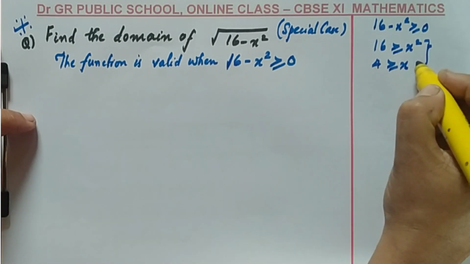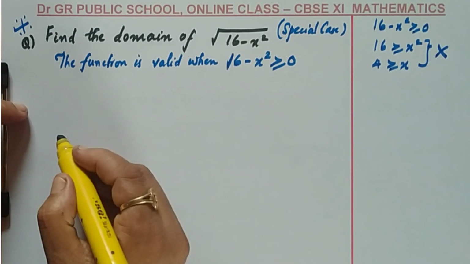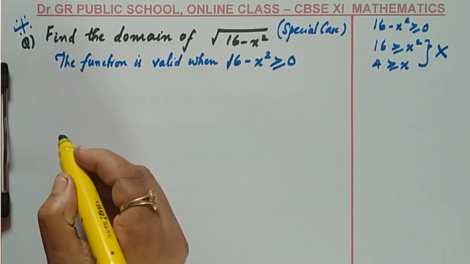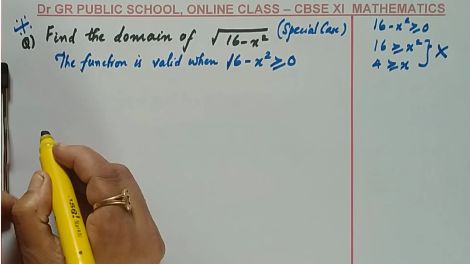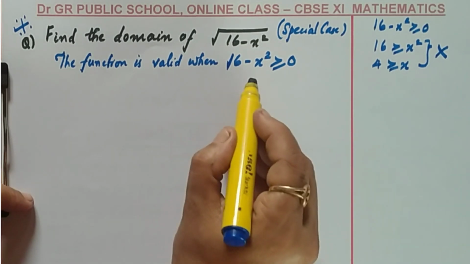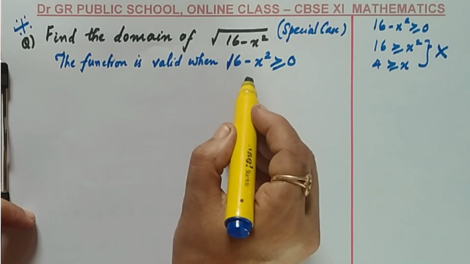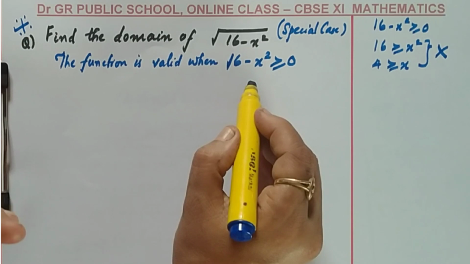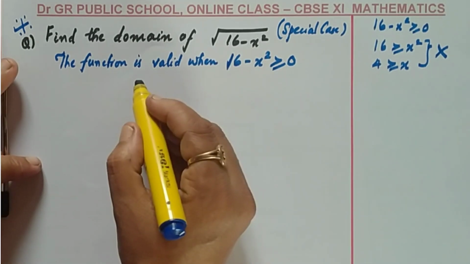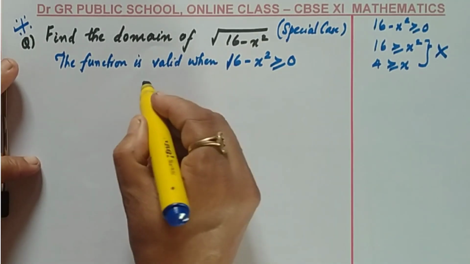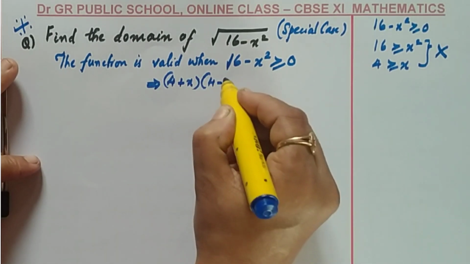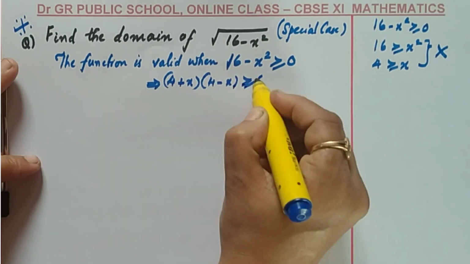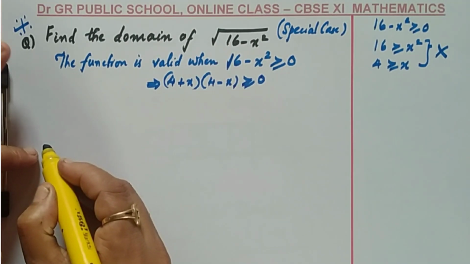Please be very watchful that these two steps are wrong. You should not do that. It's a common mistake students make during the exam. So, how to simplify this type of expression? If the expression is 16 minus x square, or 25 minus x square, 100 minus x square, 4 minus x square, you need to apply the property a square minus b square equals (a plus b) in one bracket into (a minus b) in the other bracket. That should be greater than or equal to 0.